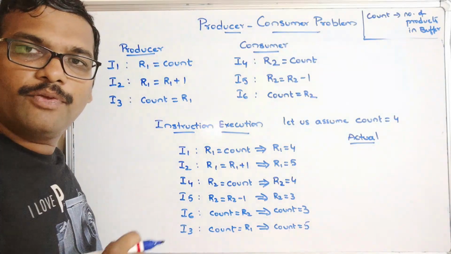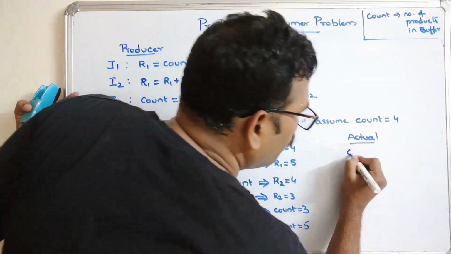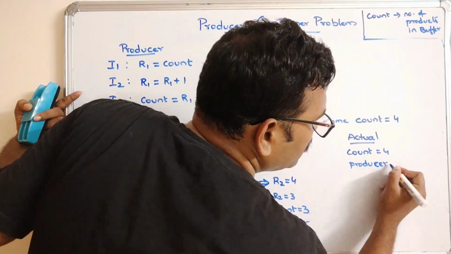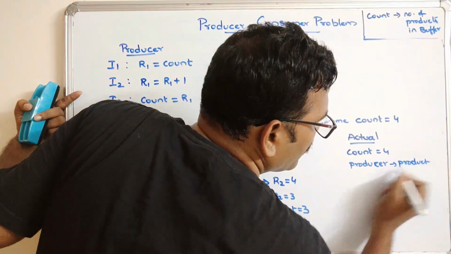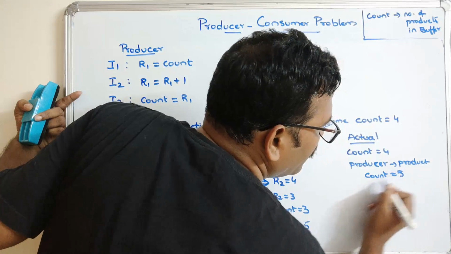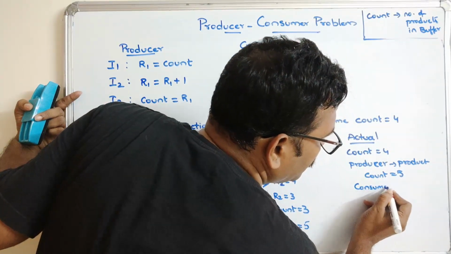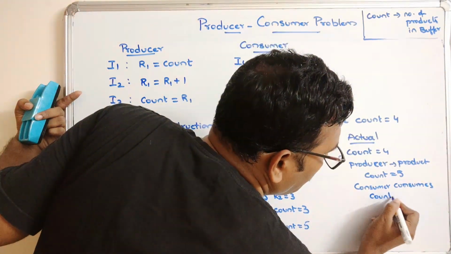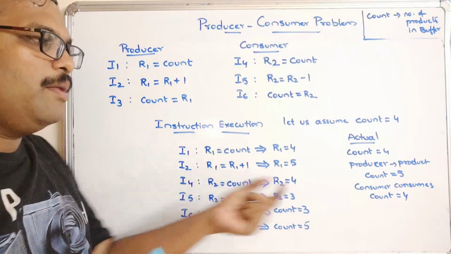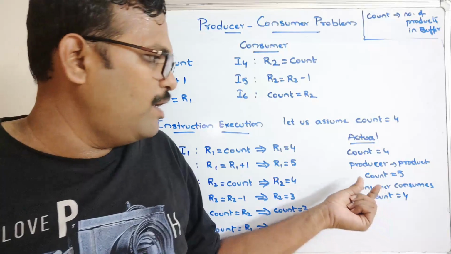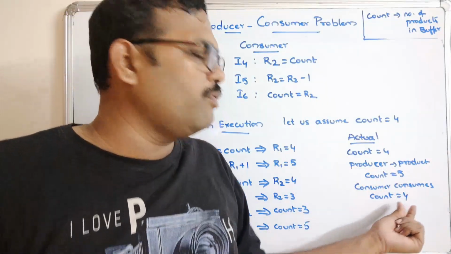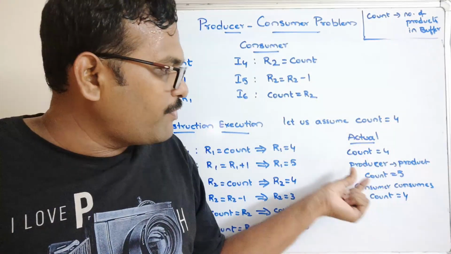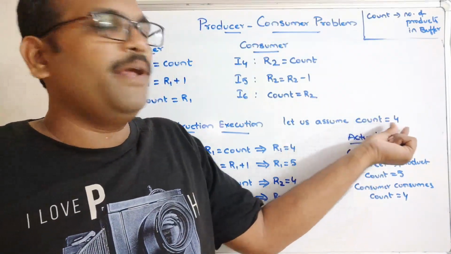So actually, what happens here? Whenever the count is 4, whenever the producer produces a product, then count will be 5. And whenever the consumer consumes a product, the count will be 4. So whenever the producer places the product into the buffer, the count will be 5. The consumer consumes the product, count will be 4. So initially let us take 4 products available in the memory. After one production and one consumption, the count should remain 4, right?